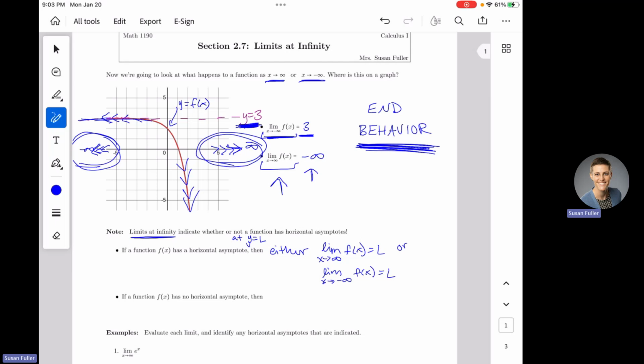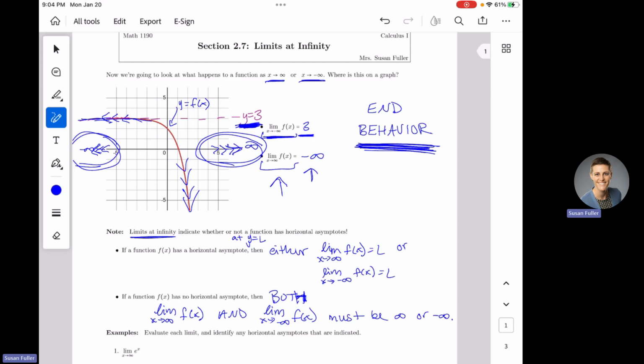So if your function has no horizontal asymptote, then both the limit as x approaches infinity of your function and the limit as x approaches negative infinity, sorry, I missed a negative, of your function must be infinity or negative infinity.